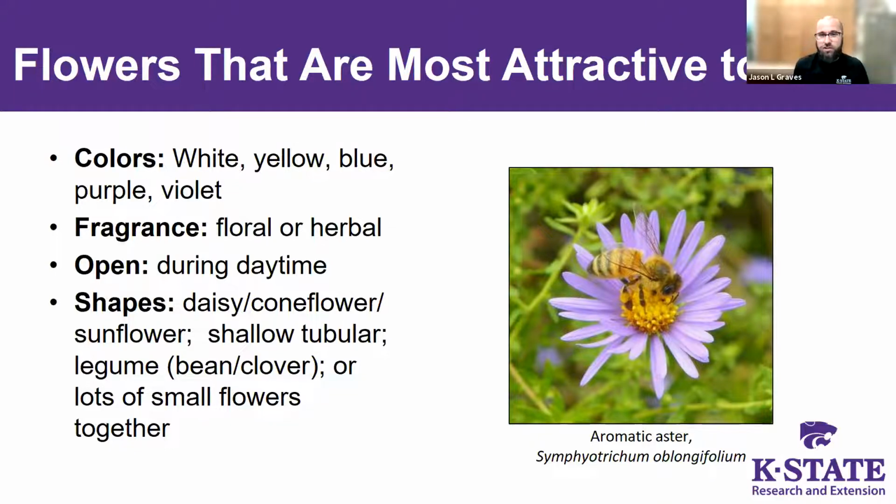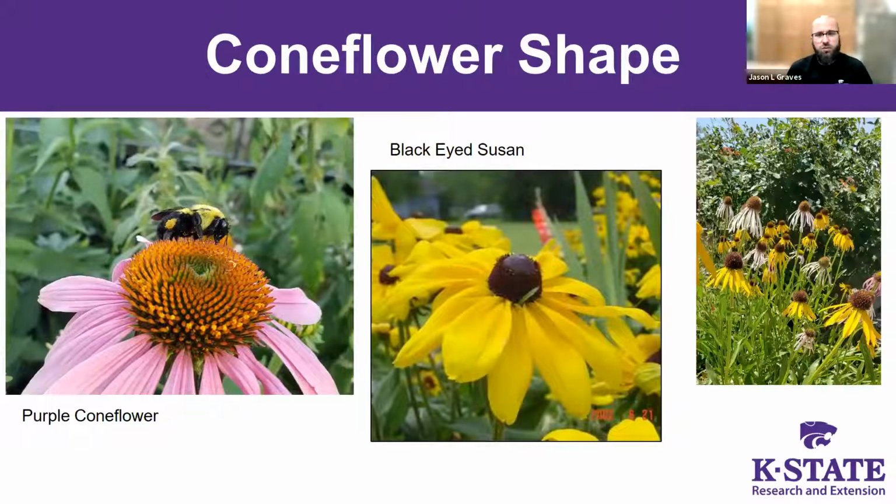And the shape of flowers has an important part to play. So you think of the various shapes we see, whether it's a coneflower shape, a tubular shape, small flowers. We're going to look at a couple of those here that work well for bees. The coneflower shape is probably one of the most common that folks are familiar with. Think of our purple coneflower, black-eyed Susans.